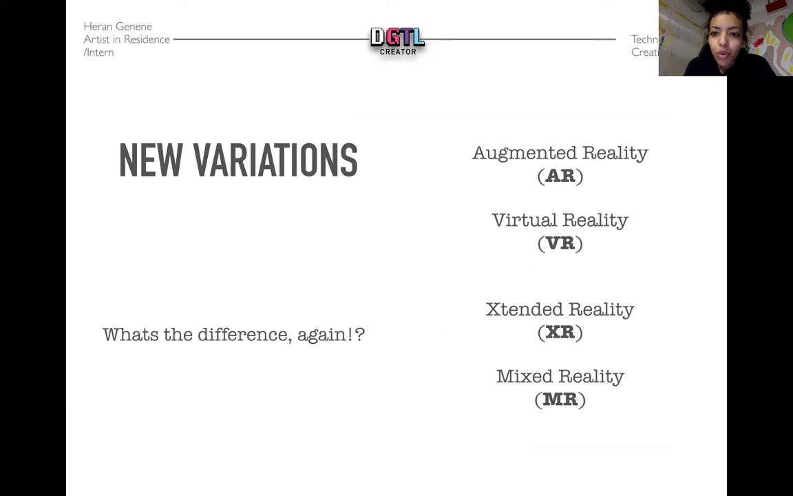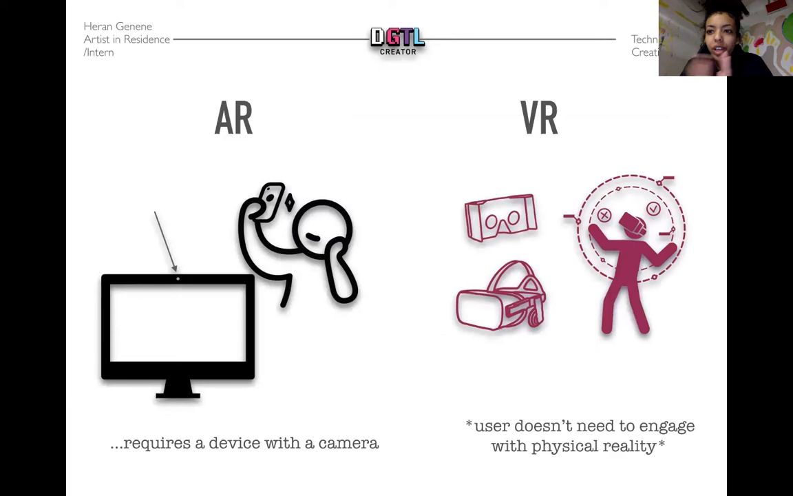So, like I said, with the varieties of different realities, we've got augmented reality, virtual reality, extended reality, mixed reality. It's like, what is the difference again? So, if we compare AR to VR, a quick difference is AR requires a device with a camera. Virtual reality is when you're completely immersed in a system that you don't have to engage with the real world. So that's how you know the difference. VR is like you're totally in a different world, completely immersed. AR uses both the real world and the augmented part.